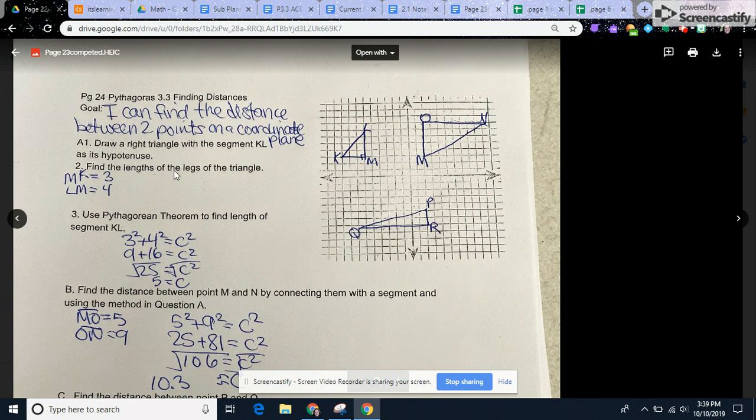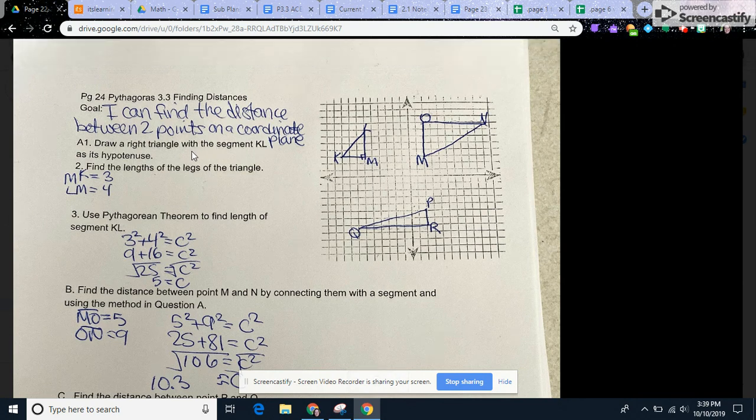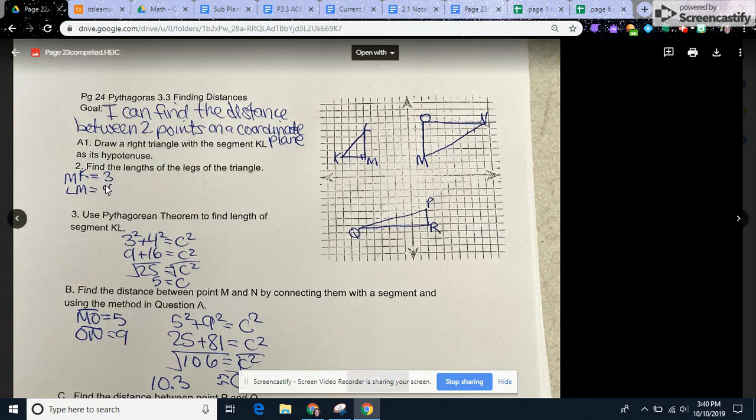The first one says to draw a right triangle with the segment KL as its hypotenuse, and then find the lengths of the legs of the triangle. So you're going to have to be careful to draw yours just like mine if you want your numbers to work out like mine. So if KL is the hypotenuse, then what I need you to do is draw KM being 1, 2, 3 blocks away, and ML being 1, 2, 3, 4 blocks away. So make sure you have MK being 3 away from each other and ML being 4. So then you have found the lengths of the triangle, they're 3 and 4.